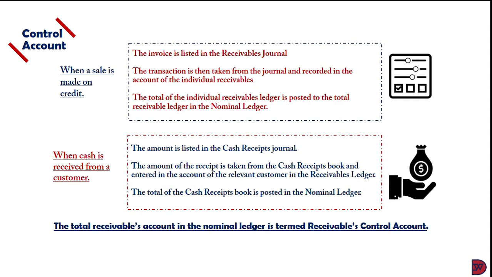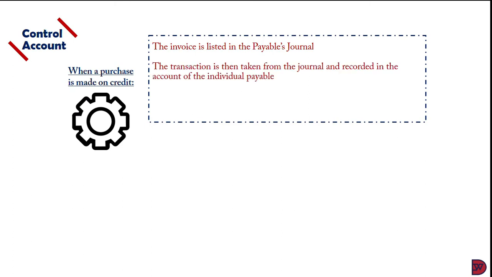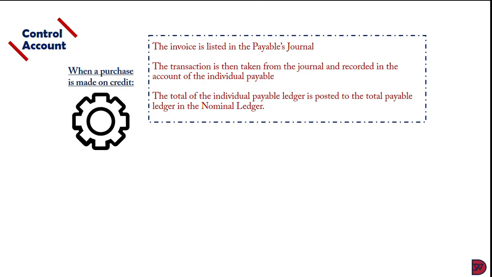Now, the total receivables account in the nominal ledger is what is termed as the receivables control account. So the receivables control account captures all the individual receivable ledgers. Now, the same is done for a purchase. So when a purchase is made on credit, the invoice is listed in the payables journal. The transaction is then taken from the journal and recorded in the account of the individual payable. Now, the total of the individual payable ledger is posted to the total payable ledger in the nominal ledger.